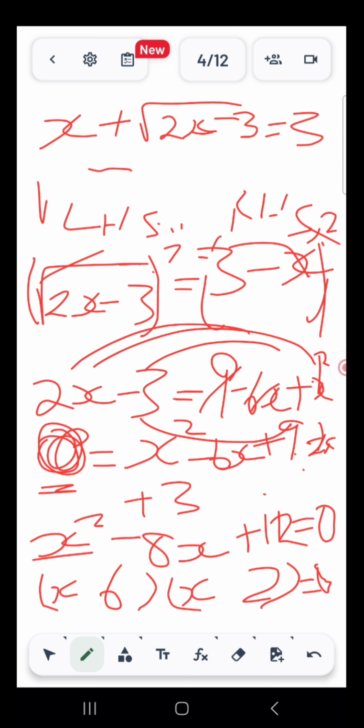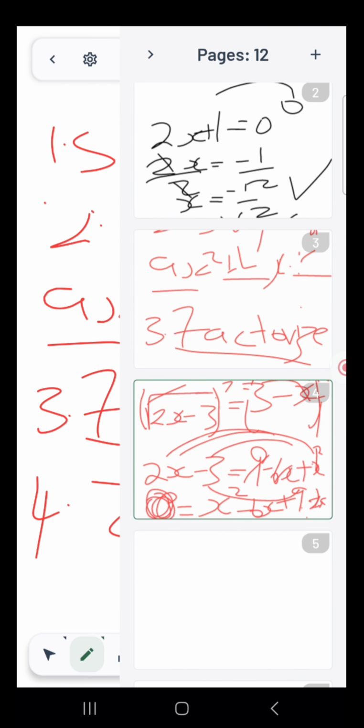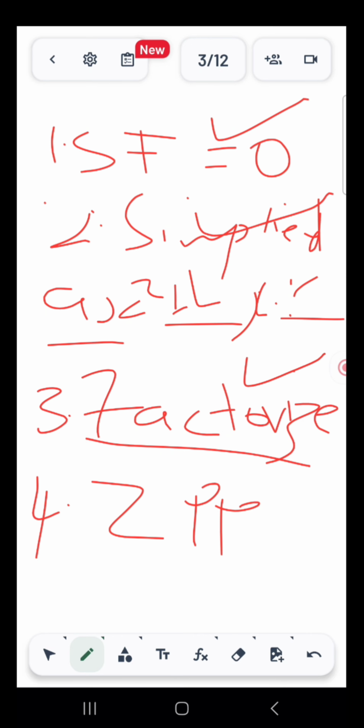The numbers must multiply to give us the last term. Now since it's positive, it means the signs are the same as the sign in the middle. So here we have minus 6 and minus 2. So we have x minus 6 in brackets and x minus 2 in brackets equals 0. That was factorizing, the third step.